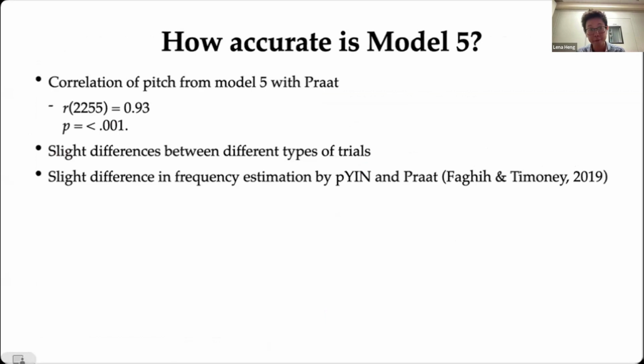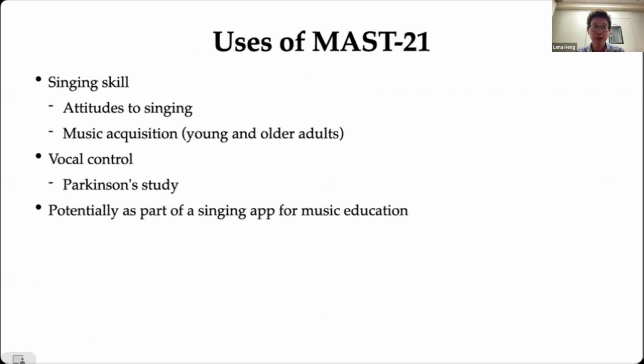So where do we go from here? MAS-21 has been used in conjunction with various studies in our lab. Of relevance here is a study with participants in a choir for people with Parkinson's disease that tries to see if choir singing slows down degeneration of their vocal control. Margaret has presented some parts of this research in the poster session earlier on. We also have used this for studies exploring gender and cultural attitudes to singing and ages of music acquisition and so on.